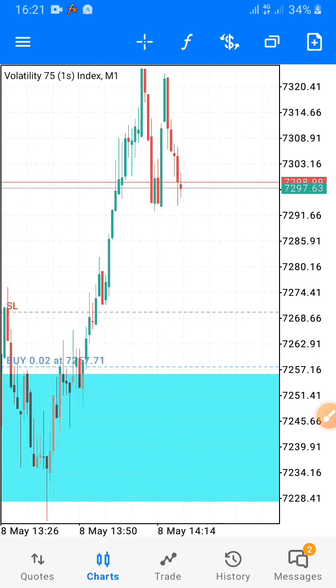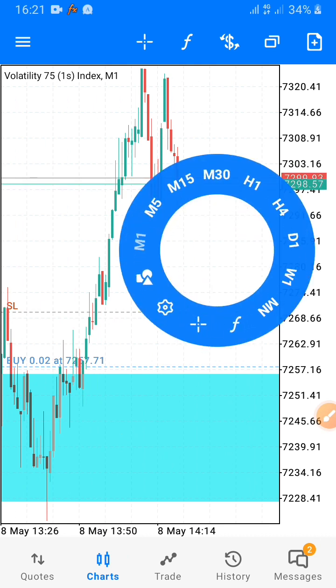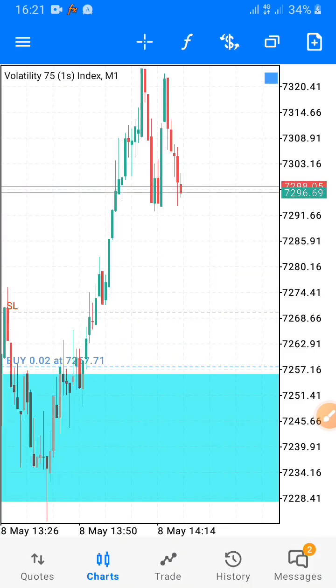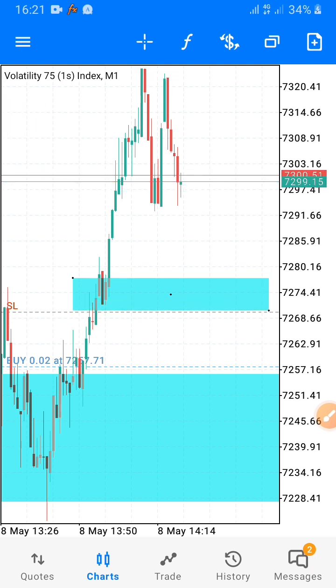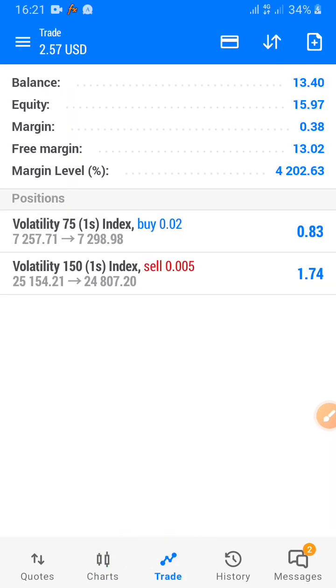But you can see a reversal here. As long as the market doesn't close below this one, we are still fine. But anyway, we are growing our account.